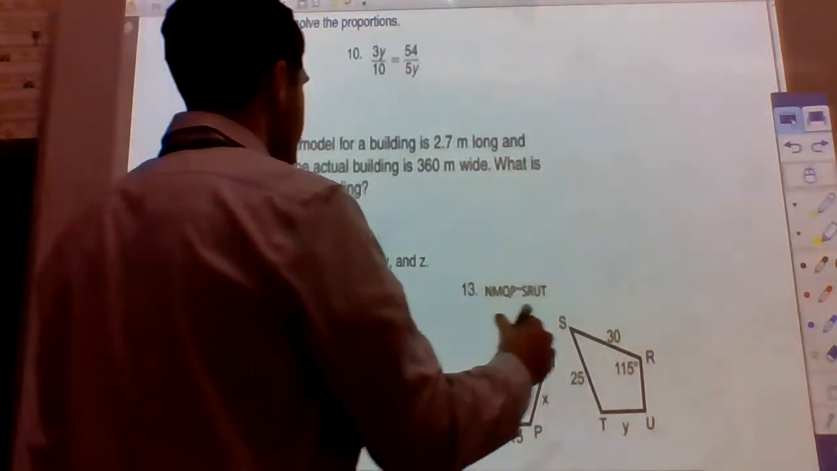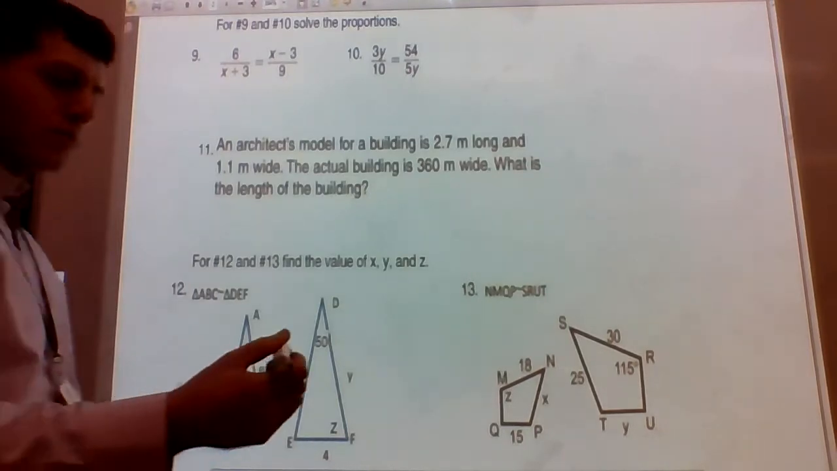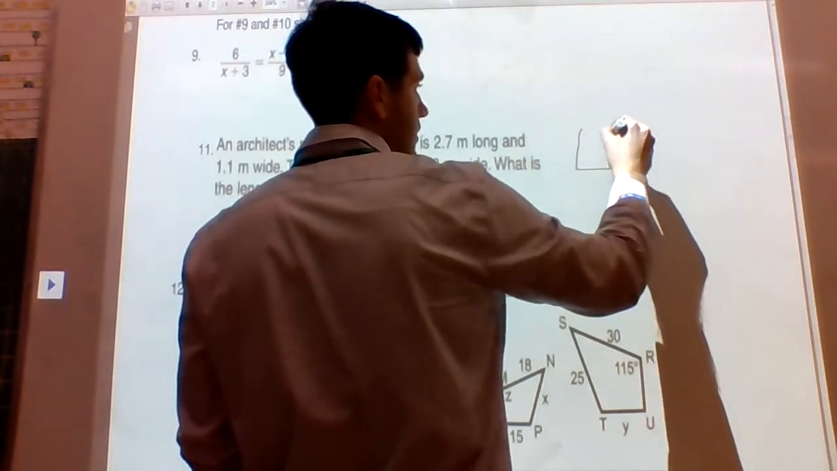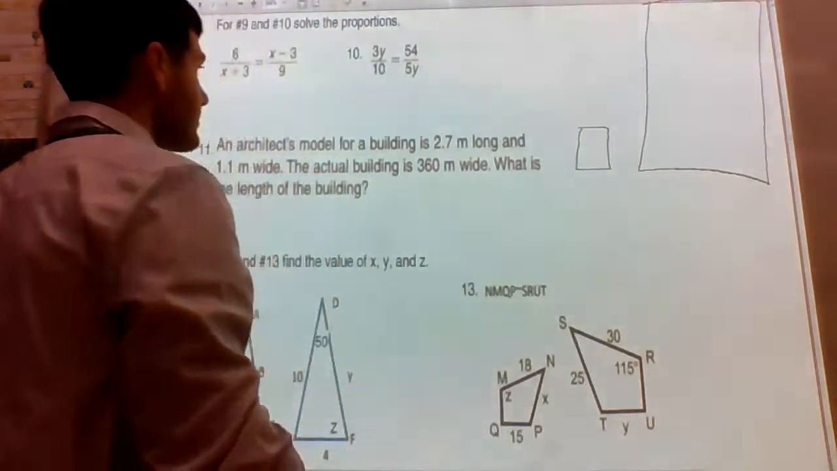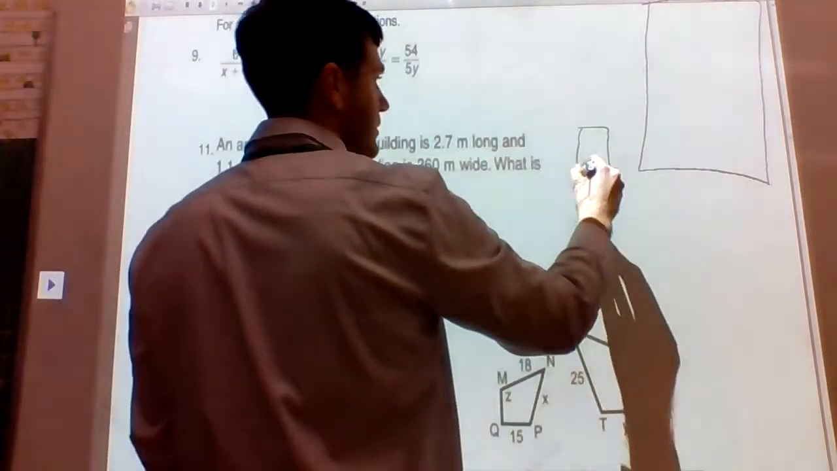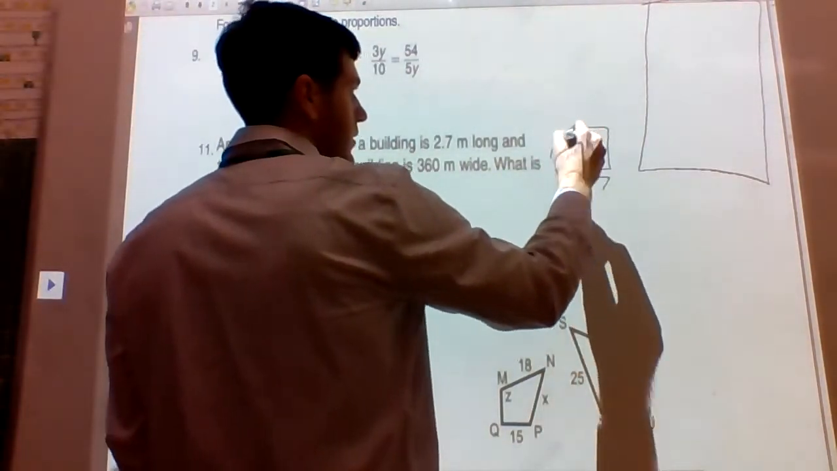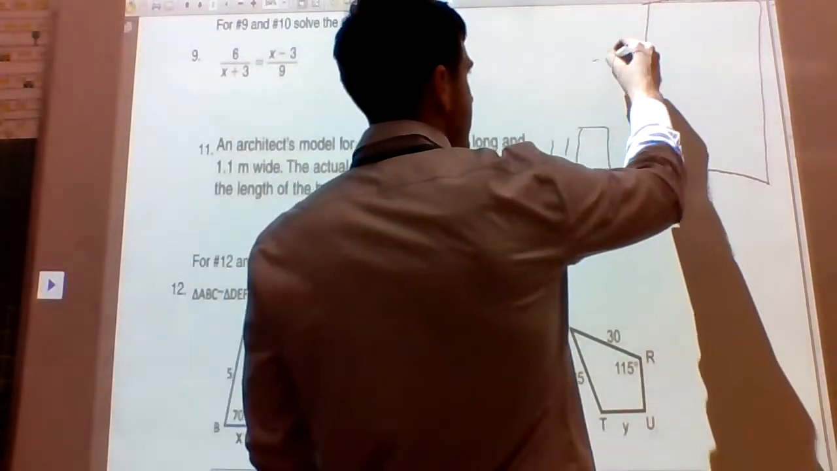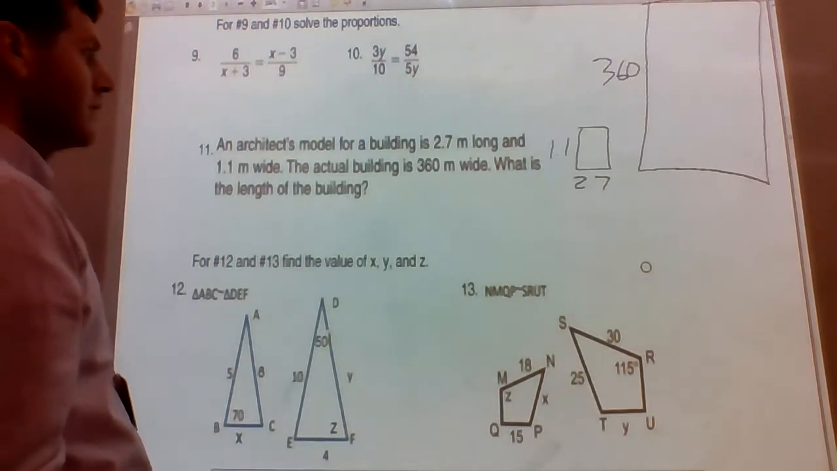Okay. Number 11. An architect's model for a building is 2.7 meters long, and so let's make a building. Here's the model, here's a model building, here's the actual building. Okay, the model is 2.7 meters long and 1.1 meters wide. The actual building is 360 meters wide. What is the length?